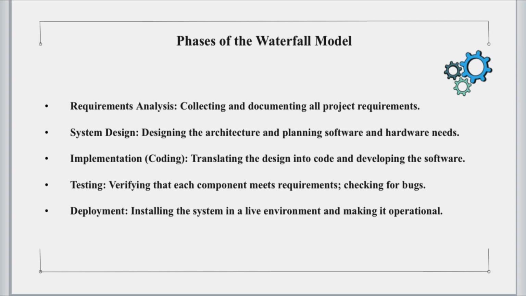Phases of the waterfall model. Requirements analysis: collecting and documenting all project requirements. System design: designing the architecture and planning software and hardware needs. Implementation: translating the design into code and developing the software. Testing: verifying that each component meets requirements, checking for bugs. Deployment: installing the system in a live environment and making it operational.